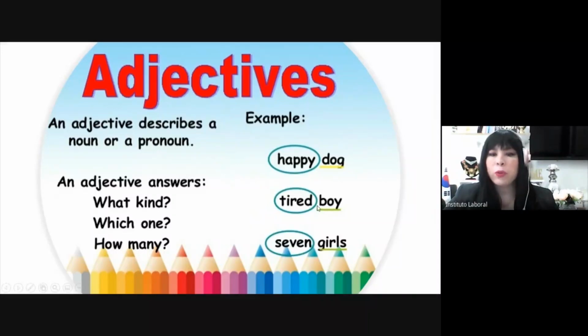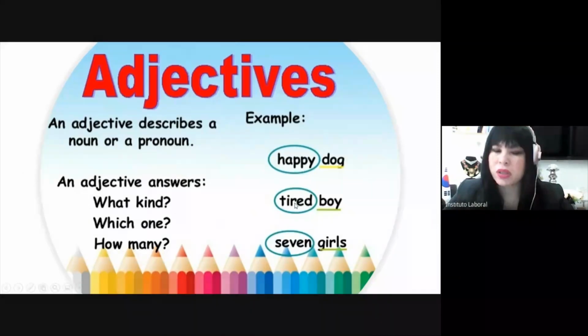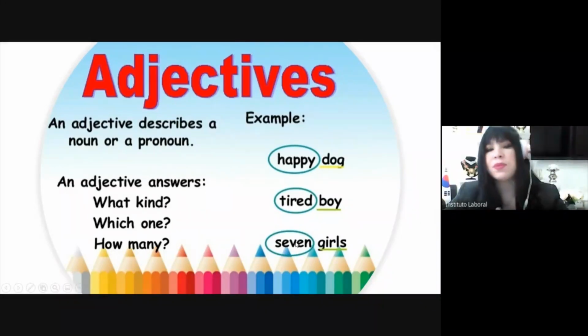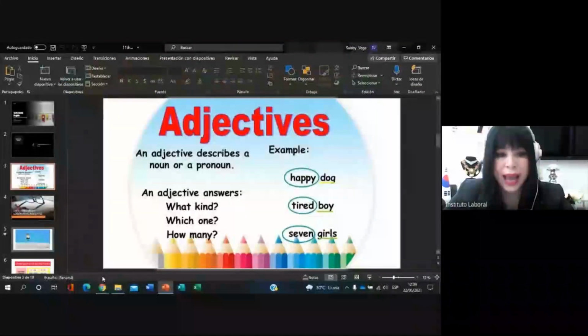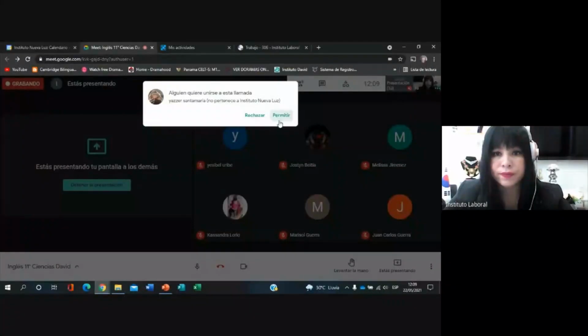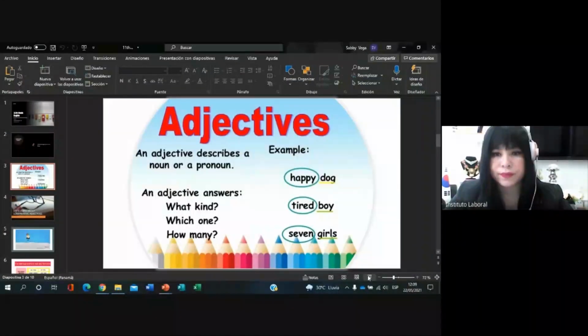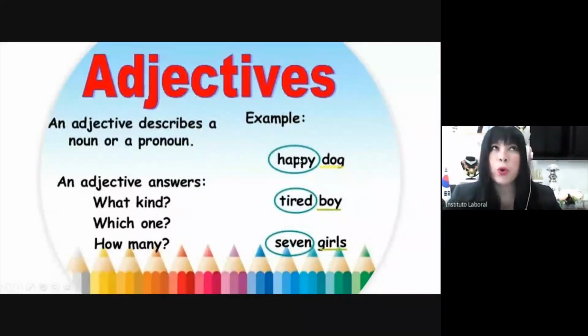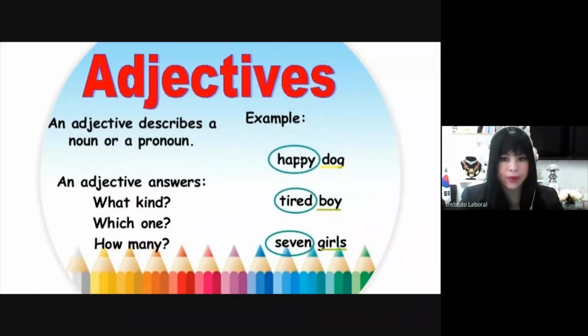So we have the noun boy. We can describe the boy by saying that he looks tired. So it's a tired boy. Girls, that's plural, we can say a number: 7 girls. So we are giving a description of the girls. Yes, adjectives describe nouns, remember that. An adjective is a word that accompanies a noun, and it gives a quality or quantity of this noun. It's a description.